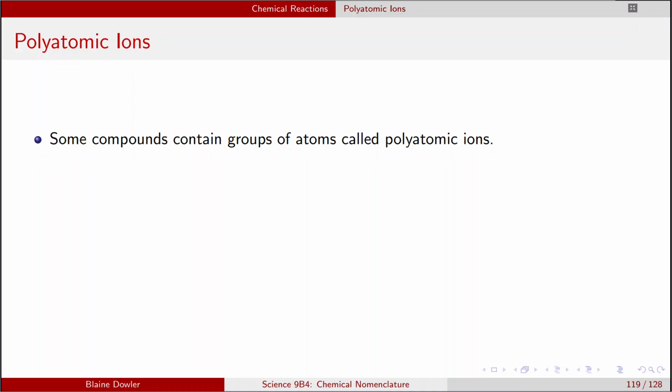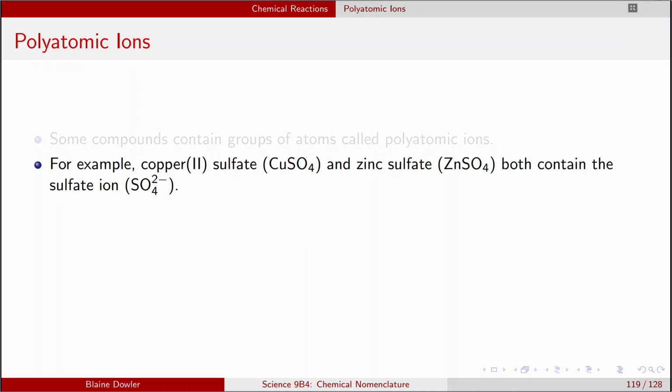So polyatomic ions. Some compounds contain groups of atoms called polyatomic ions. Poly meaning many, like in polygons. For example, copper 2 sulfate and zinc sulfate both contain the sulfate ion. That's SO4 with a 2 negative charge.